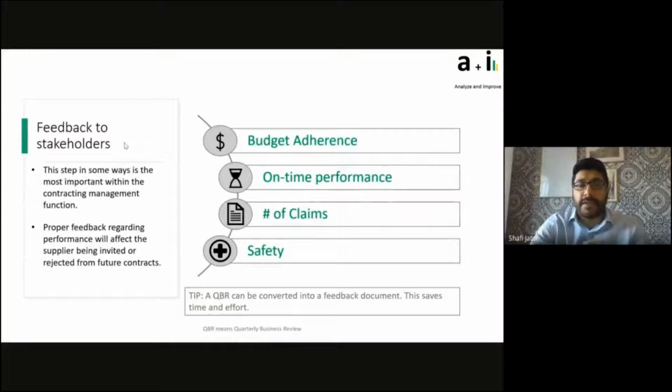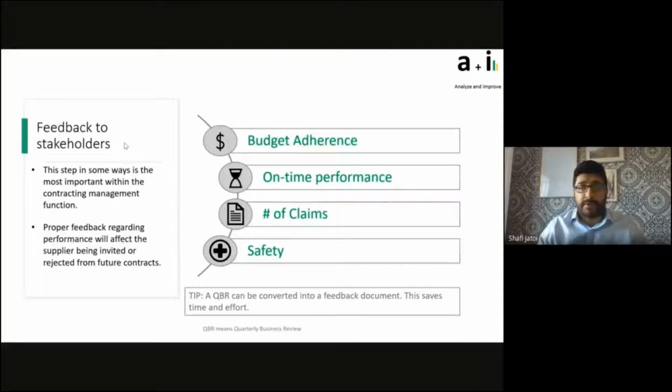And oftentimes this gives a template to whoever is approving contracts. Say, if you're not the procurement person, the procurement team will take a look at this and understand, do I invite the supplier again? How do I make my contract better?